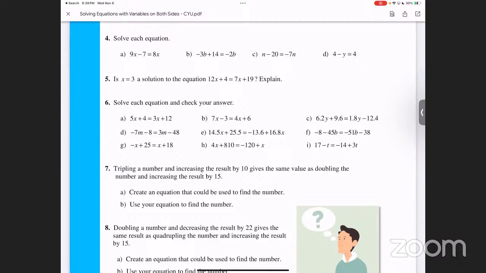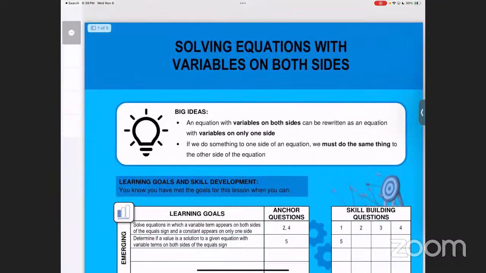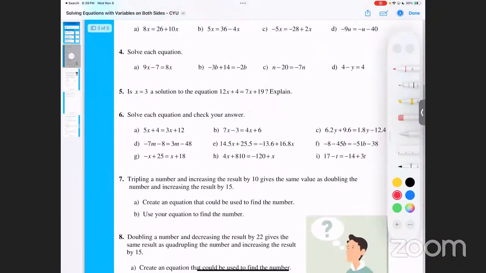You said you didn't know how to do some of the questions. Which question, Lady? You said 6B? 6E. Never mind, I know how to do it. How do you know what happened? Suddenly you know how to do it.